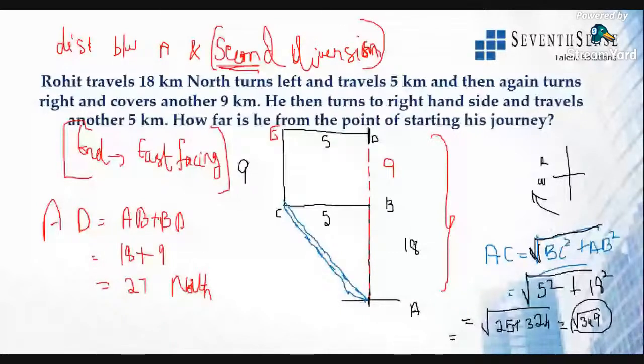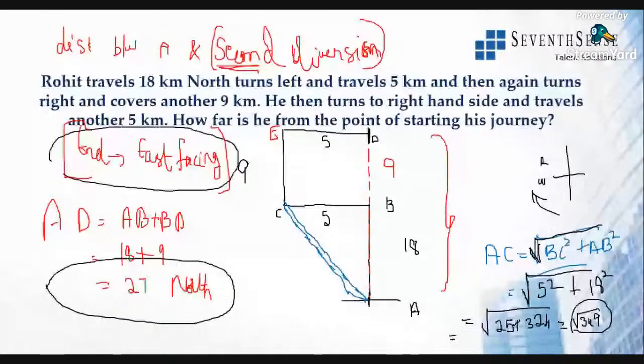All right. Now you'll solve many questions something like this. But for this particular question, the answer is 27 kilometers, and he's towards north direction, and at the end point he is facing east. Clear? Superb. Let us go on to the next question then.